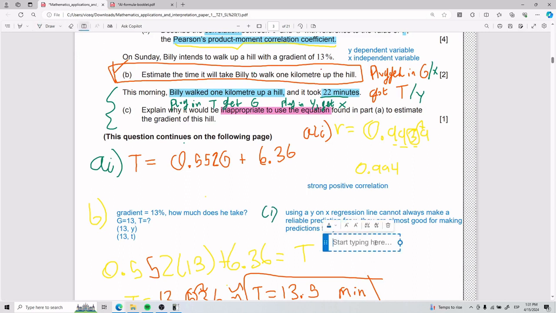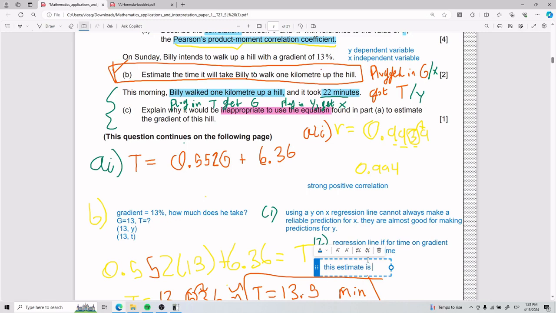The other way you can earn this point is quite simply saying regression line is for time on gradient, not gradient on time, okay? Which is a very similar idea to what I just said. It's a little less general, but the idea is the same, okay? It was not the intended purpose of the regression line. That's why it's not going to work well, see?